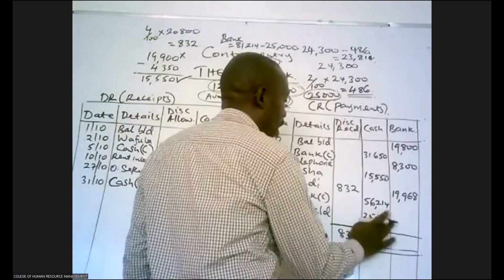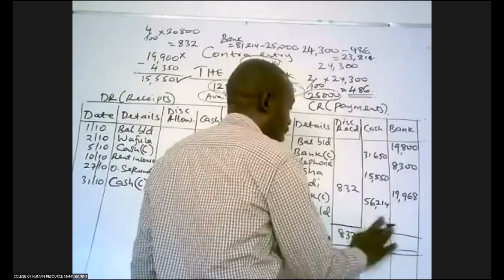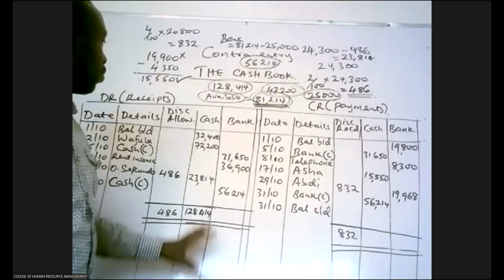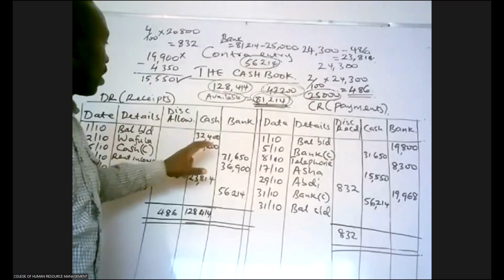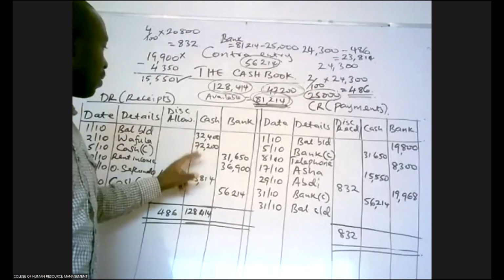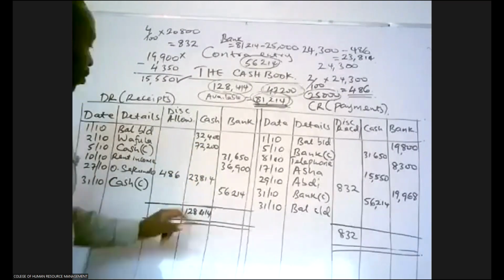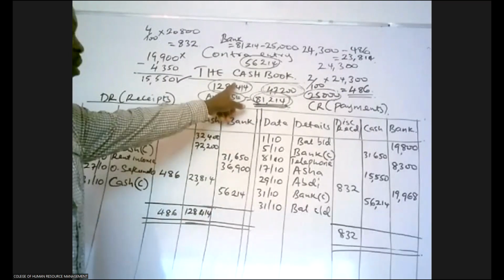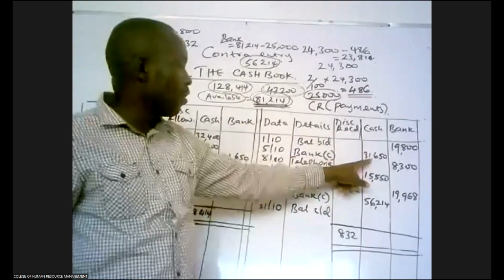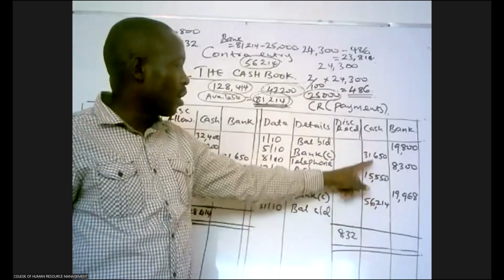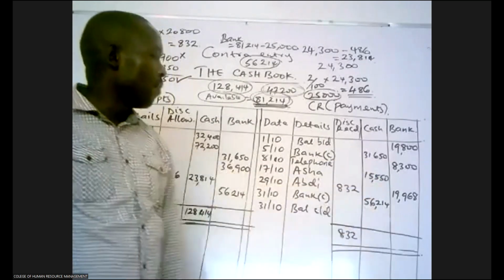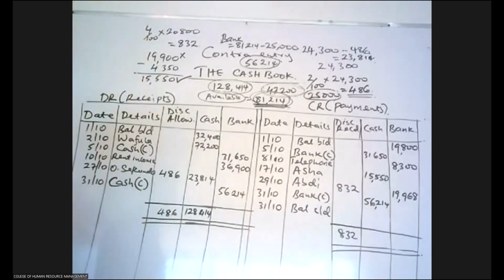Alternatively, let us calculate it so that you can see whether we are going to find it, so that it doesn't confuse you. Can you add the total cash receipt here? That's 2,400, 72,200, and 23,814. It is going to give you this figure. We got 128,414. Can you now subtract this? 1,650, 15,550, and 56,214. What do you get?